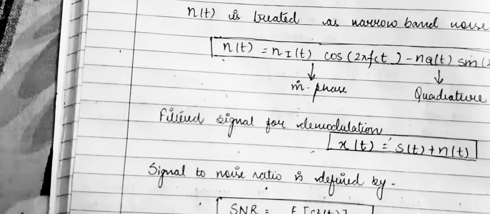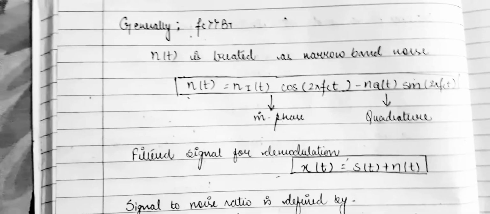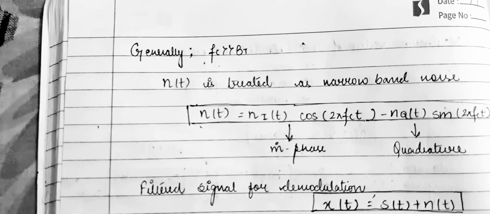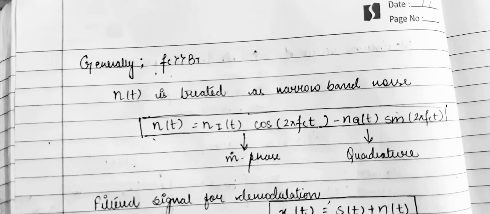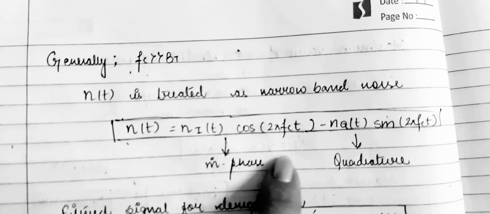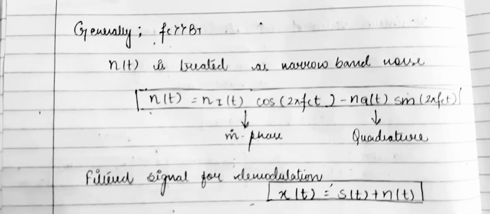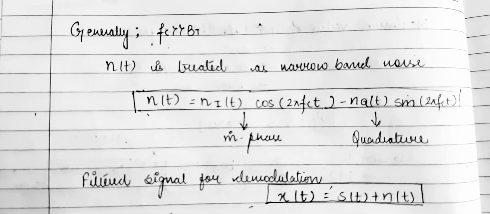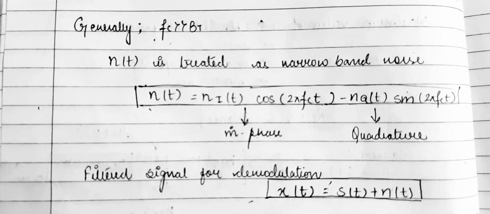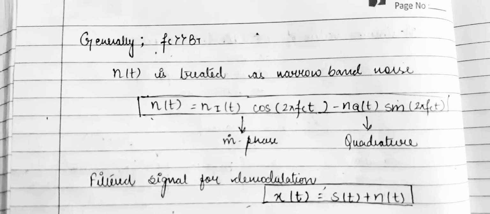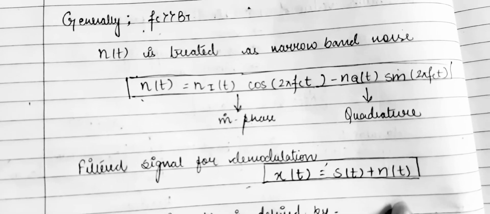Now, practically, the carrier frequency is generally much greater than the transmission bandwidth. So the filtered noise is also called narrowband noise. The narrowband noise, denoted by n(t), equals n_I(t) cos 2πf_c t minus n_Q(t) sin 2πf_c t, where n_I(t) is the in-phase component while n_Q(t) is the quadrature component. After demodulating, we get the filtered signal x(t) equals s(t) plus n(t).